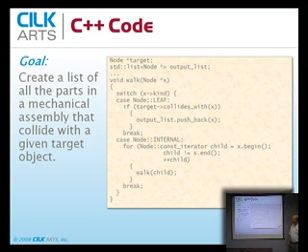Okay, so here's a sketch of C++ code that implements that. We're going to try to create a list of all the parts in the mechanical assembly that collide with the given target object. So we have our node, we have a target, and we're going to accumulate an output list of all the things that happen to intersect with the target. And the way we're going to do that is we're going to do a walk of the node of this graph.